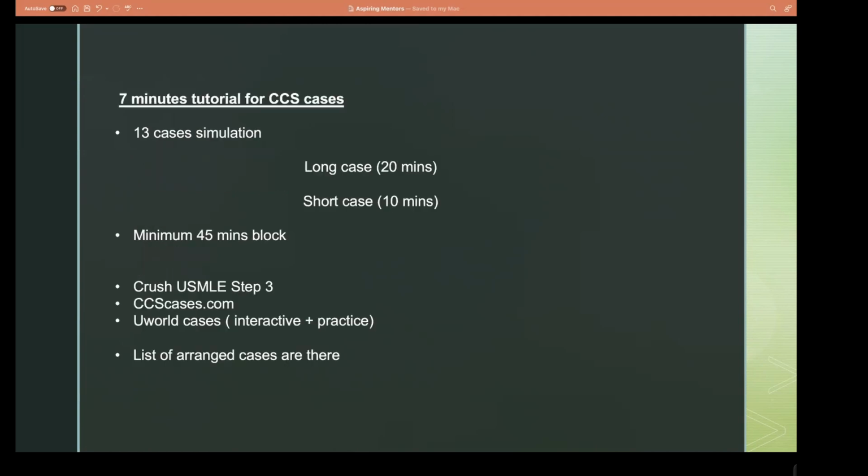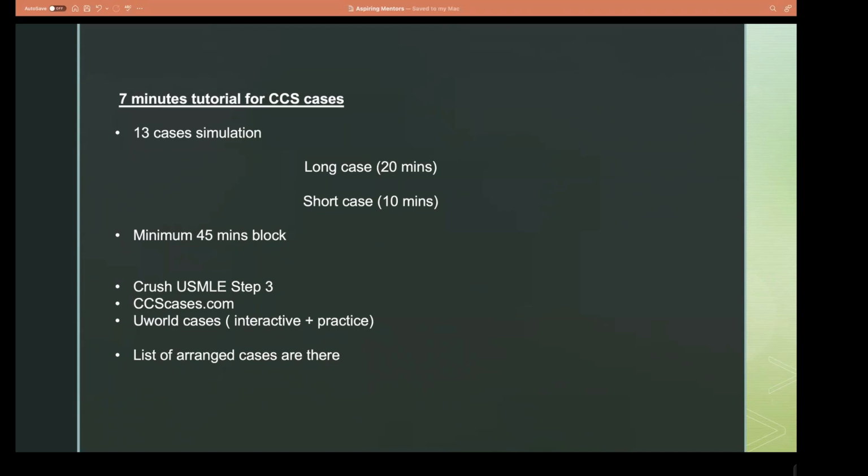And then CCS cases. Most of you may be familiar with the CCS cases, but some may be new. If you are new to it, CCS cases are of 2 types. There is a long case that is 20 minutes and a short case that is 10 minutes. In total, you will see 13 cases.